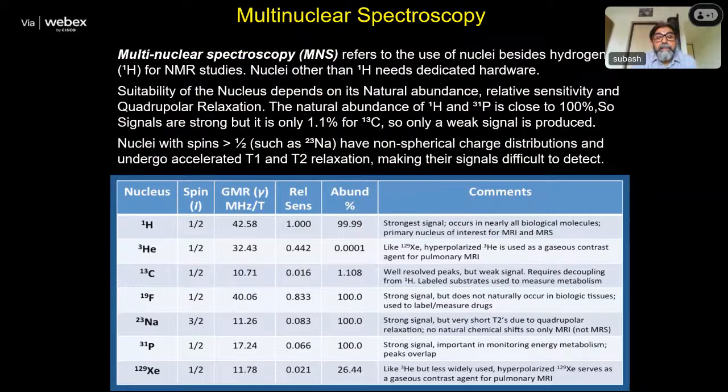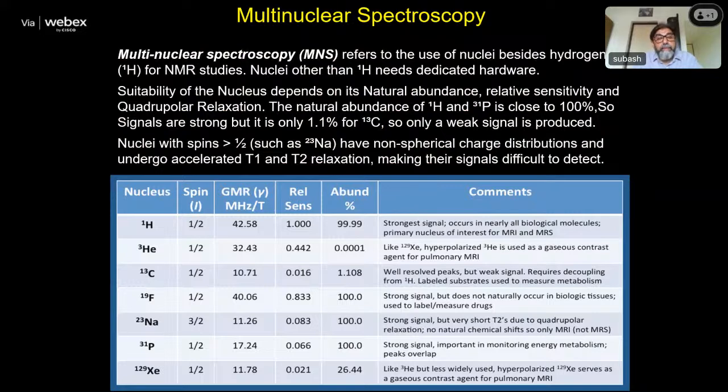Then fluorine-19 has a frequency very close to hydrogen. It is 40.06 megahertz per Tesla, which is very close to hydrogen; you can see hydrogen is 42.58 megahertz. It gives you a strong signal, but it does not naturally occur in biological tissues. So it can be used to label and measure drugs, so it is essentially useful in drug metabolism. One can use fluorine-19.